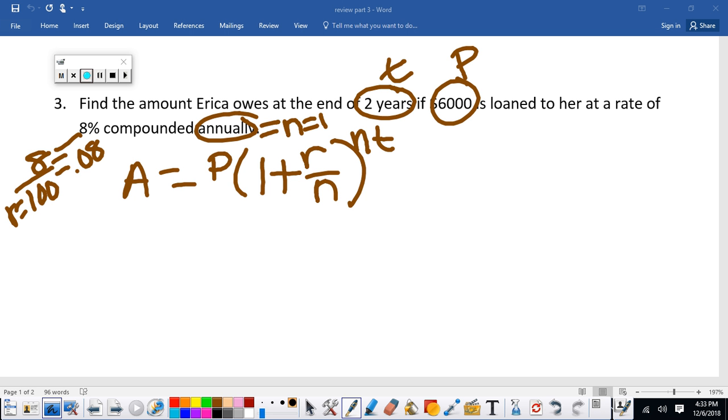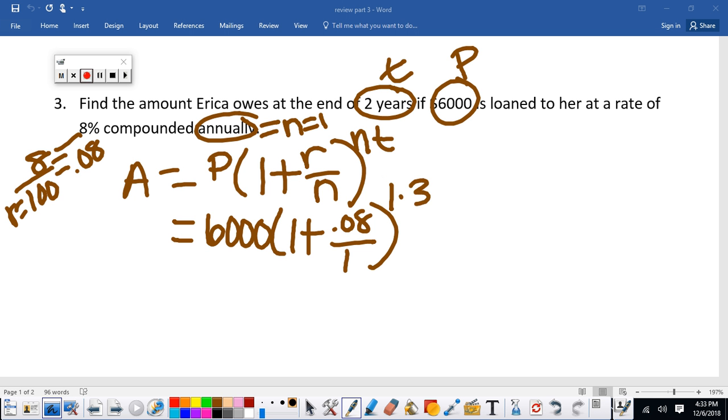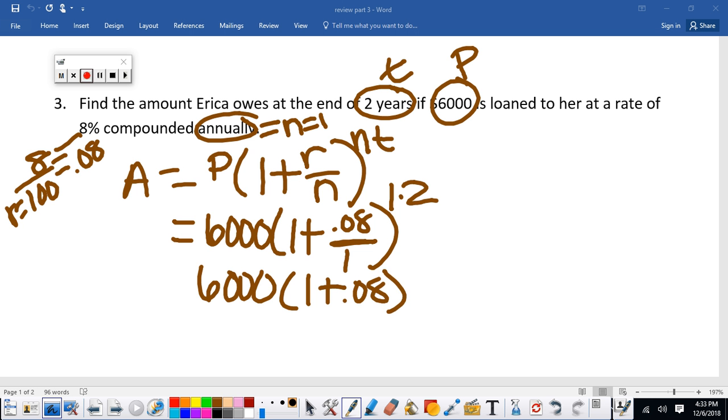So I'm going to go back onto my formula and I'm going to substitute all these in. 6,000 times (1 plus 0.08 over 1) to the 1 times 2, sorry. Okay, so 0.08 divided by 1 is just 0.08, and then 1 times 2 is just 2. Then I'm going to do this part. So 1 plus 0.08 is just 1.08 squared. Did I say times 2 right now? I'm not sure. It's squared, it's not times 2.